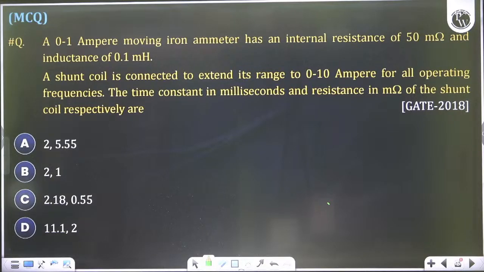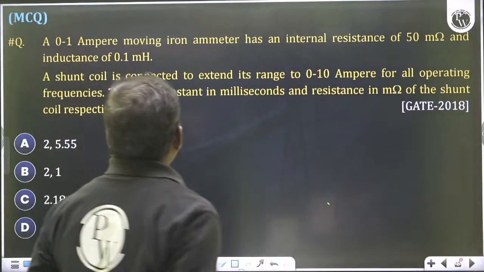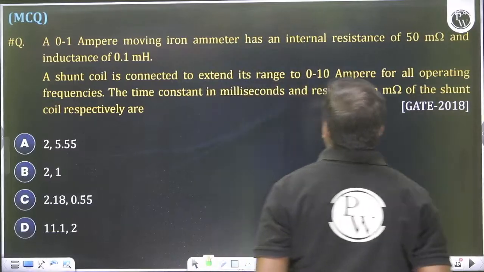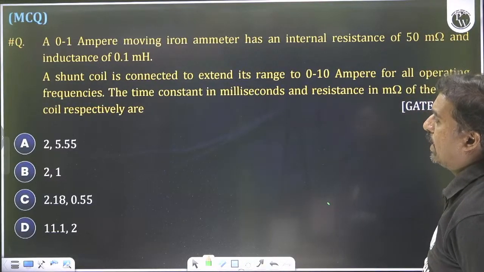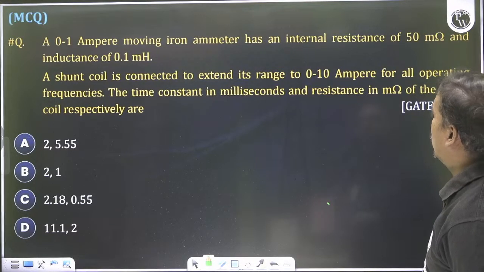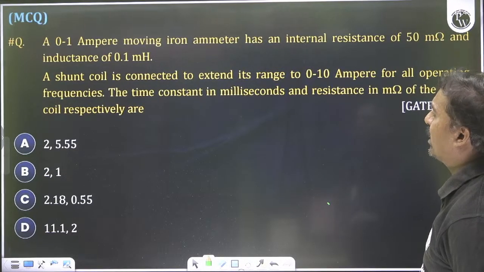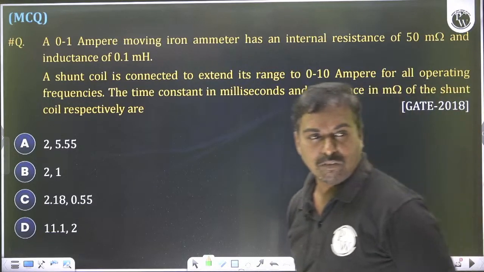Try to answer this question. A 0 to 1 ampere moving iron ammeter has an internal resistance of 50 milliohms and inductance of 0.1 millihenry. A shunt coil is connected to extend its range to 0 to 10 ampere for all operating frequencies. The time constant in milliseconds and resistance in milliohms of the shunt coil respectively are dash.